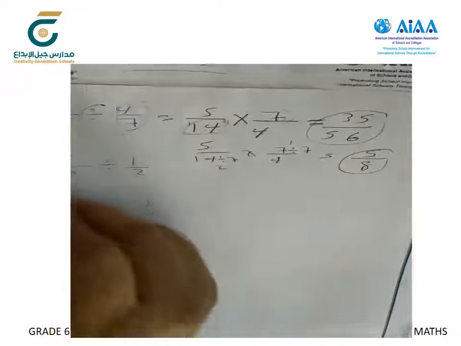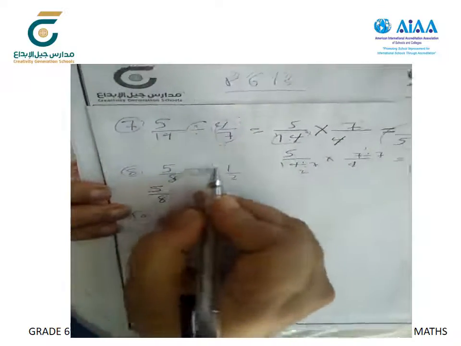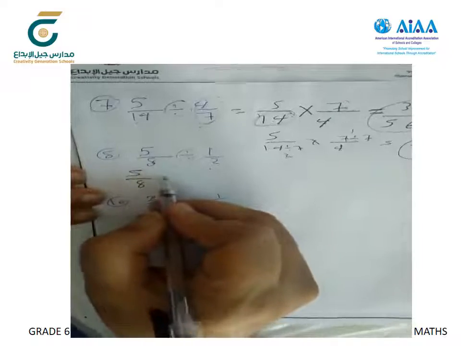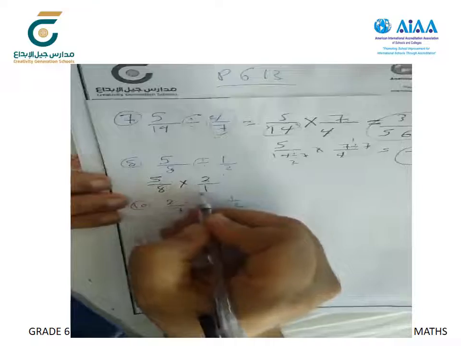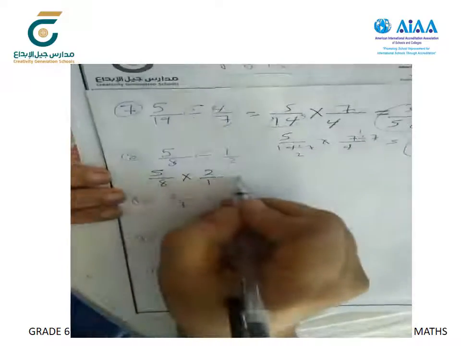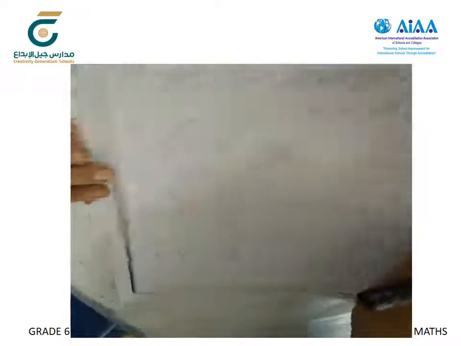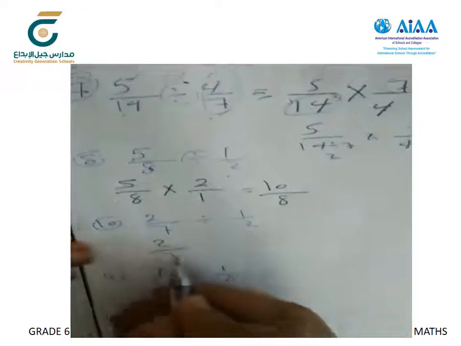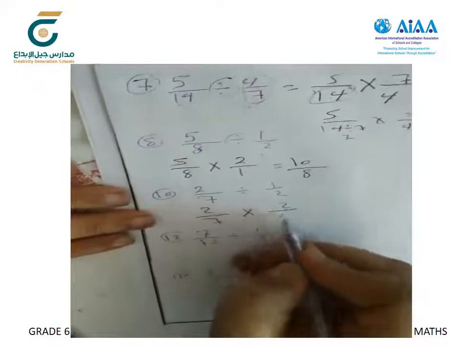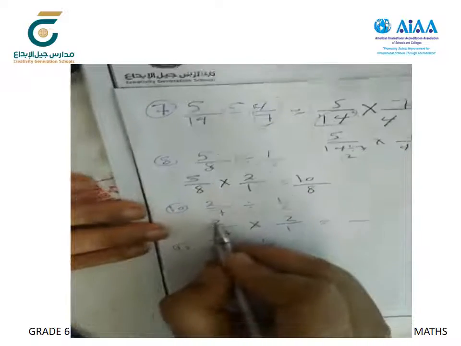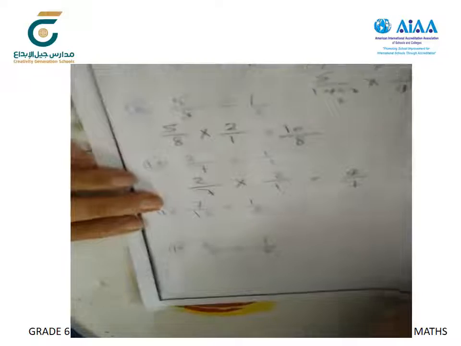Okay, 5 over 8 divided by 1 over 2. We write the first fraction, then the divide becomes multiply, and 1 over 2 will be 2 over 1. The inverse of the fraction is the reciprocal. Now we can multiply 2 times 5 equals 10 over 8. Next, 2 over 7 divided by 1 over 2: the divide becomes multiply, and 1 over 2 will be 2 over 1, so 2 times 2 equals 4, 7 times 1 equals 7, equals 4 over 7.